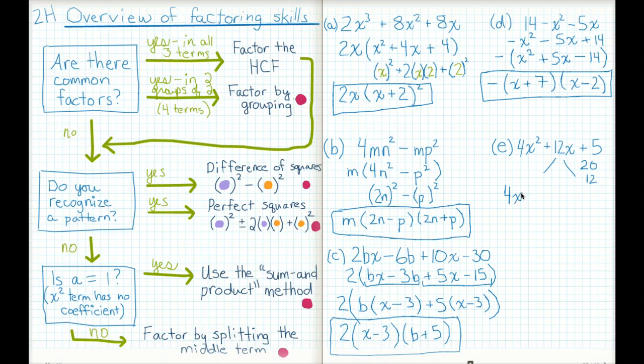So 4x squared plus 10x plus 2x plus 5. Then I factor by grouping. Can take out a 2 and an x in the first group, and I'm left with 2x plus 5.